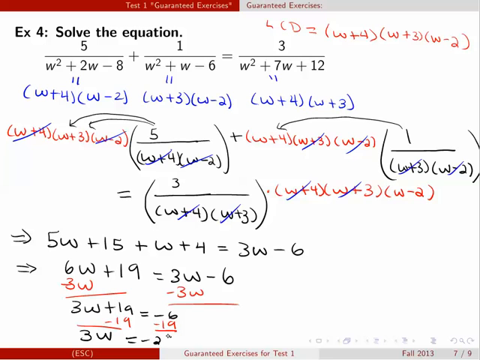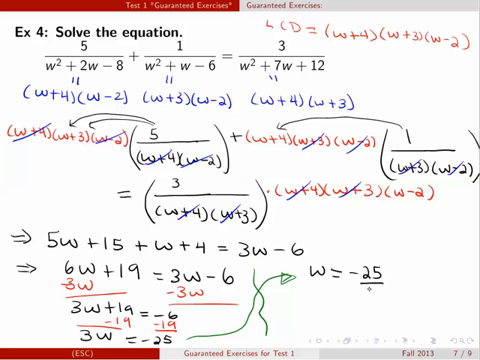Okay, and the last step is to divide by 3. Okay, so after we divide by 3, our solution becomes -25 over 3.